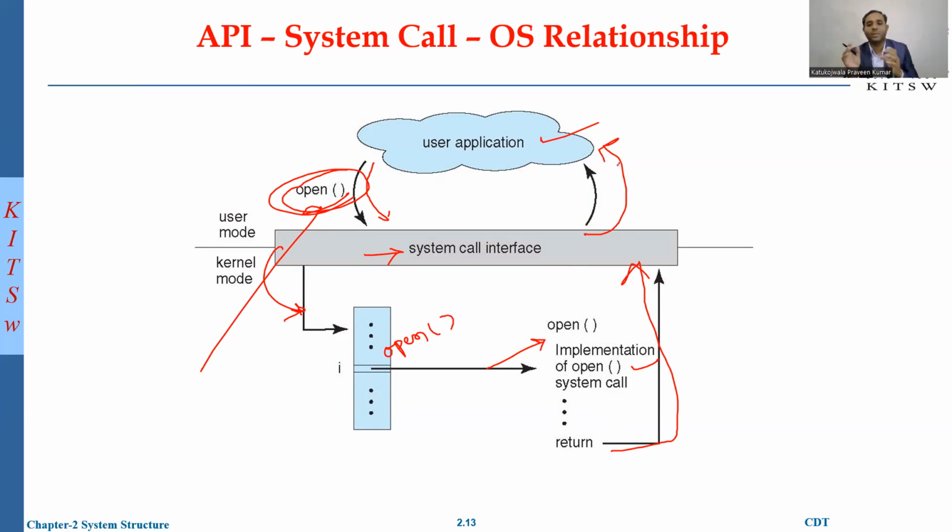That means if you are opening a Word file, then the open system call will be called, and that will be sent through the system call interface to the kernel mode, and it will search for that file and open it. This is all generally done in seconds.